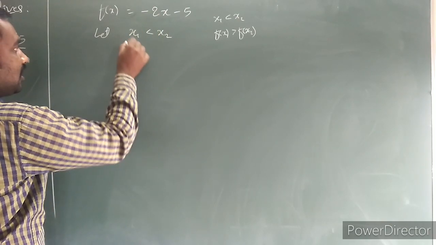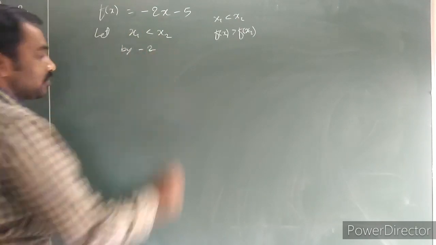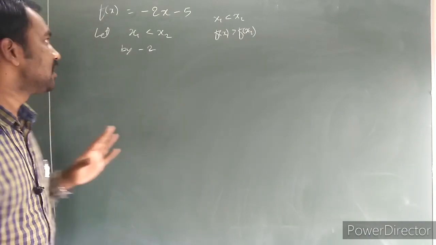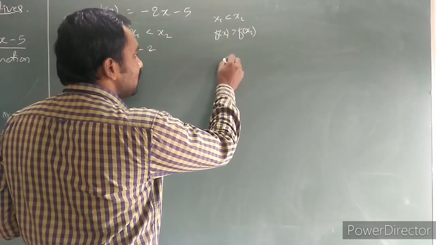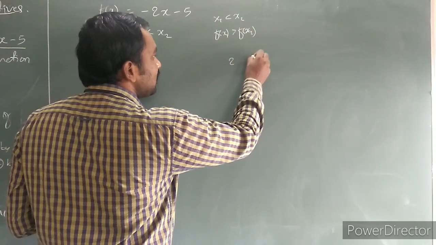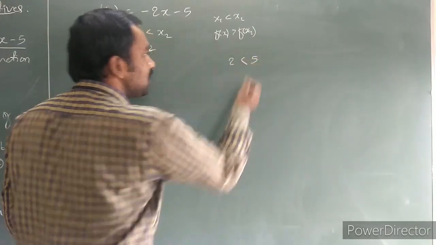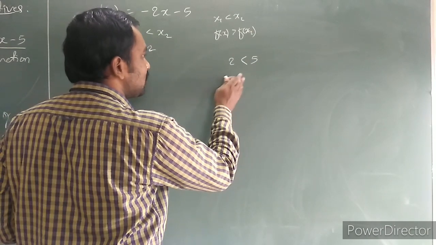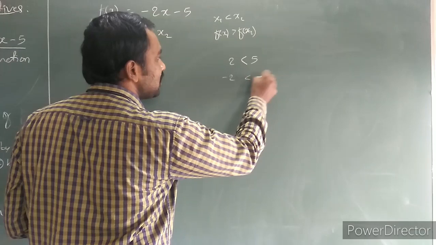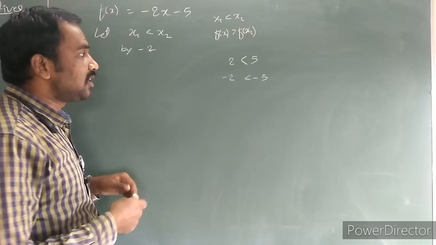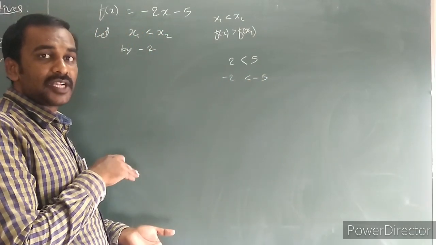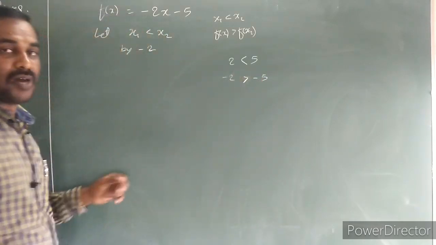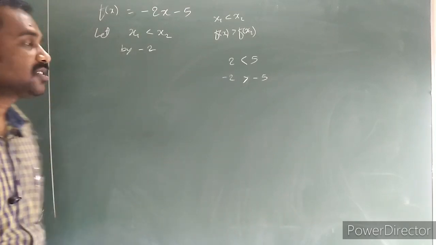So now multiply by minus 2. If I multiply by minus 2, is the sign the same? For example, 2 and 5: which one is greater? 5 is the greater value. If I multiply by minus 1, what will we get? Minus 2 against minus 5. Will the inequality remain, or be reversed? Here the inequality will be reversed: minus 2 is greater than minus 5.